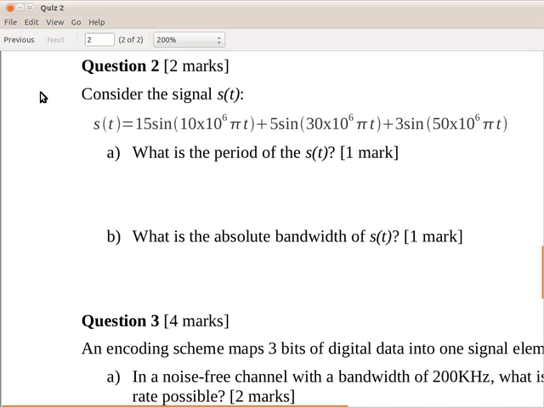Let's do part B first. They're both related. In both cases, we need to know the frequencies of each component. Frequency of component 1 is what? 5 megahertz. It's 10 times 10 to the power of 6 pi t, or 10 million pi t. Our general form is 2 pi ft. So if we divide that 10 million by 2, we get 5 million, or 5 megahertz.